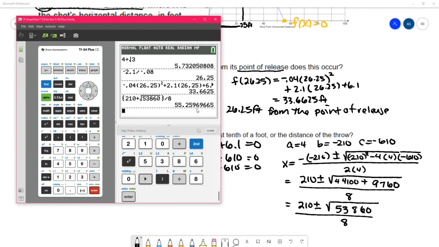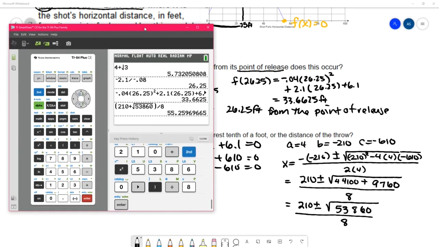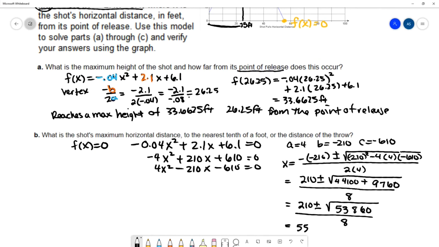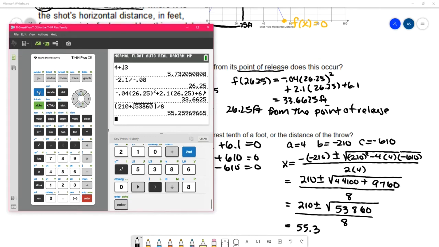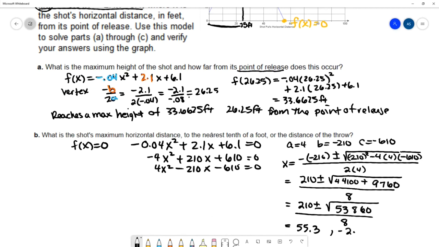And so we have 55, and what did it say to round to? The nearest tenth, so let's do 55.3. And there's one more x-intercept, and it just has a minus right here. So 210 minus the square root of 53,860 over 8, and that's a negative value, which doesn't make sense. So really we can throw that one away. So we have a maximum horizontal distance of 55.3 feet.